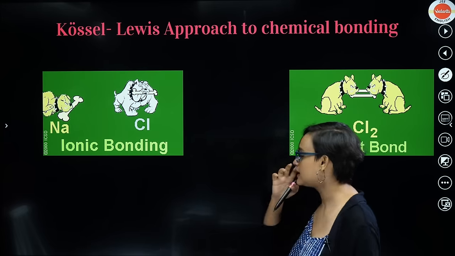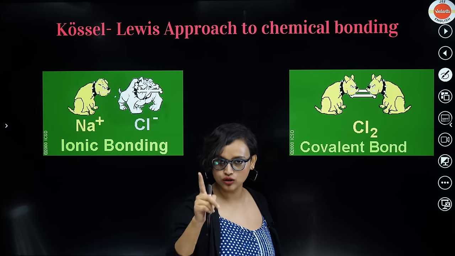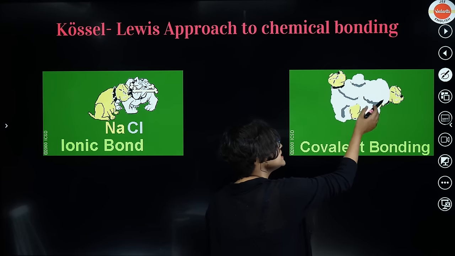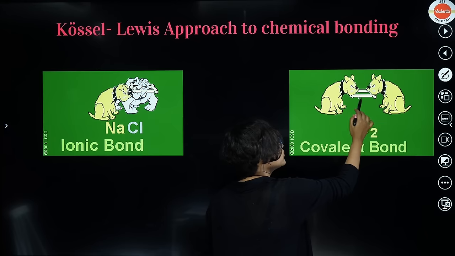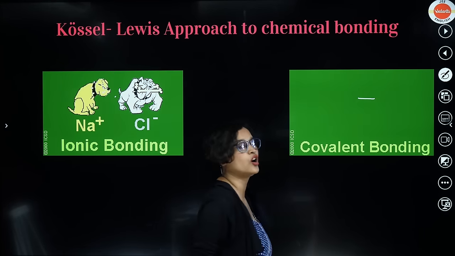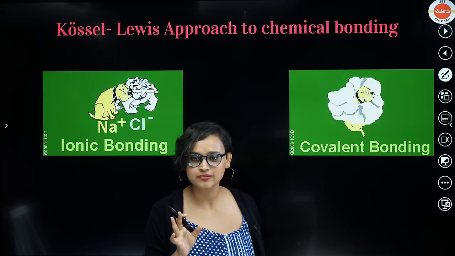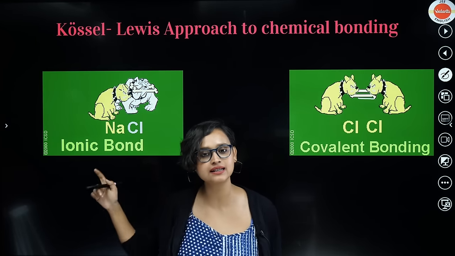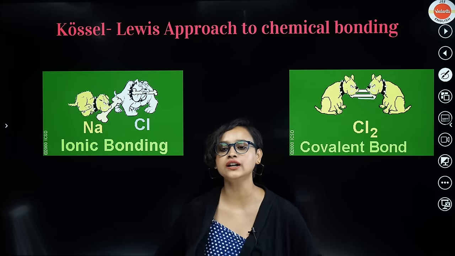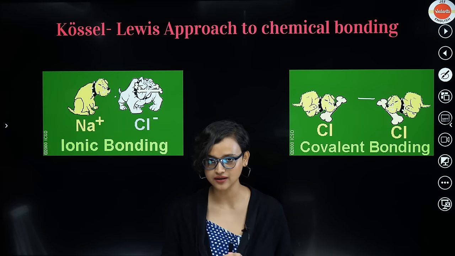Now look here. Both of them are yellow dogs. Both of them had one bone. This one came and gave, and now both of them are holding on to the bone, yes? And that is your covalent bond. Make sense? Yes, NaCl is an ionic bond. Cl2 is your covalent bond. Correct? We get it.